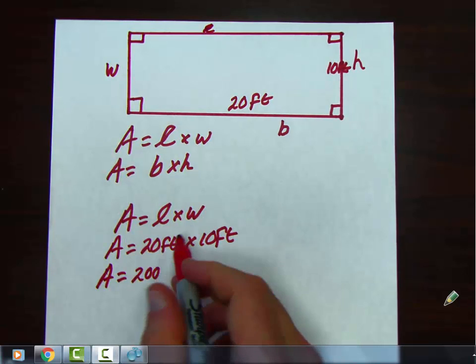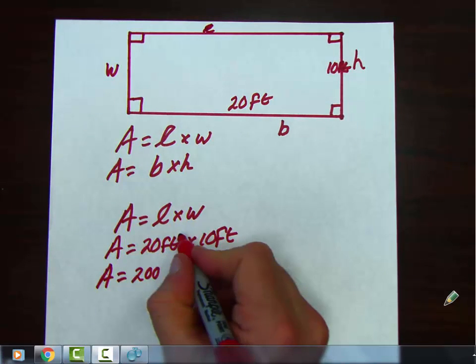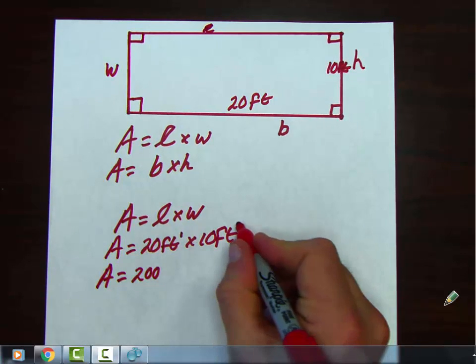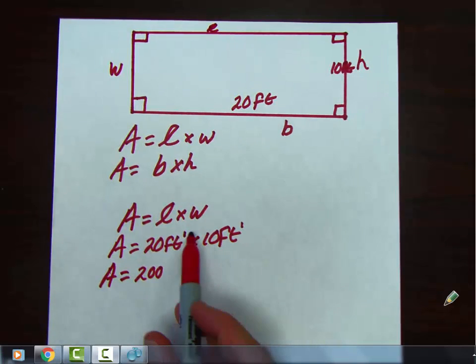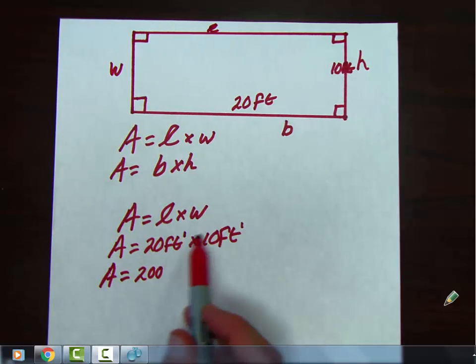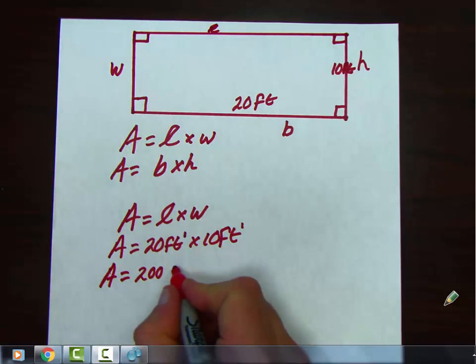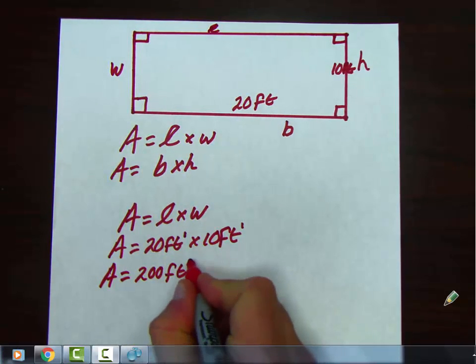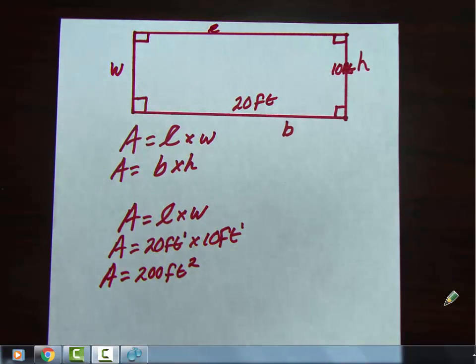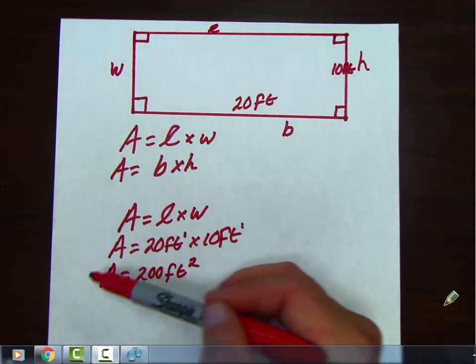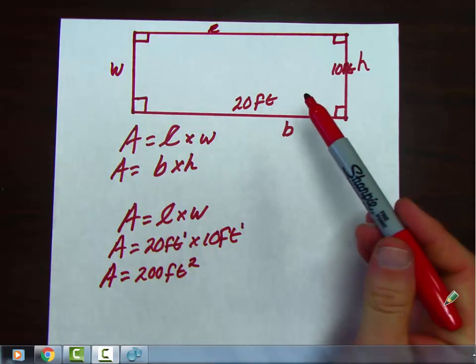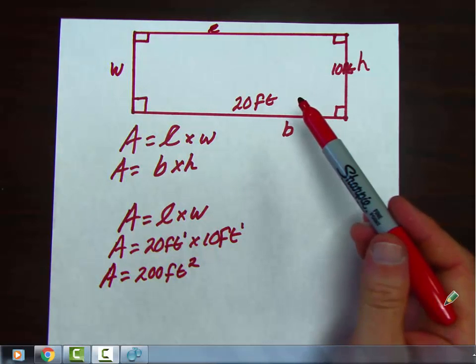And then I have my feet times feet. And on each one of these feet, I have like a little 1. This goes back to our exponents. And so we end up adding those together to get feet squared. So for the rectangle shown, I would have an area of 200 feet squared.